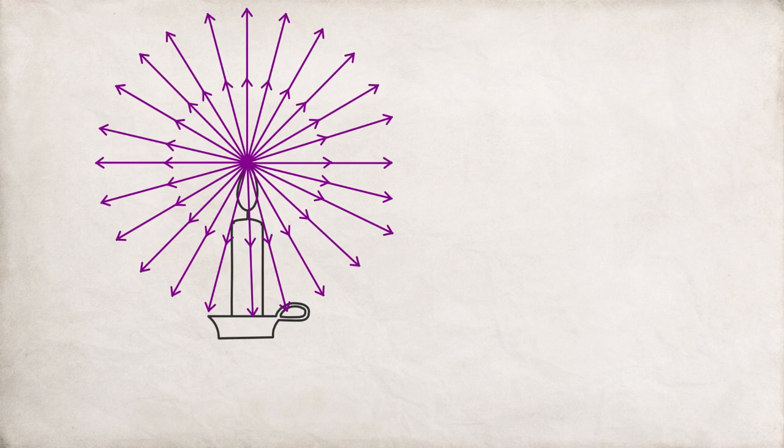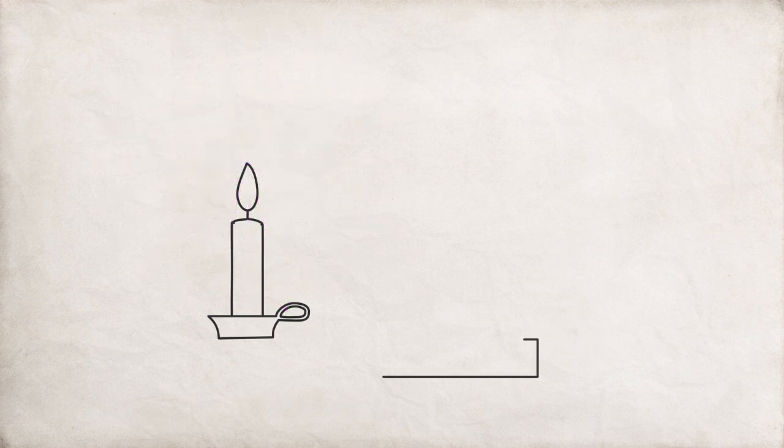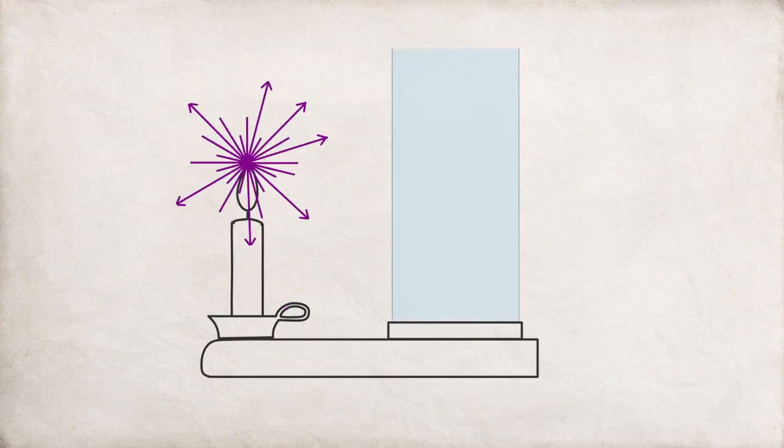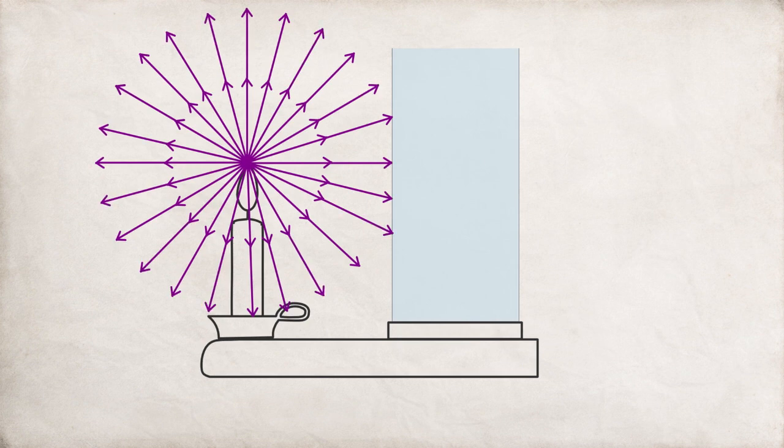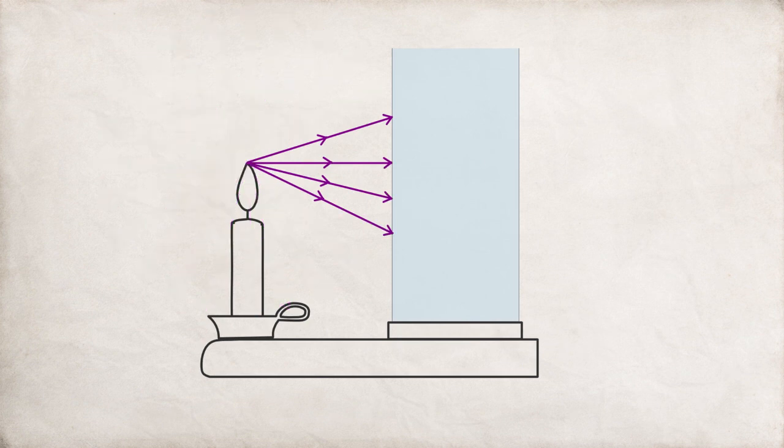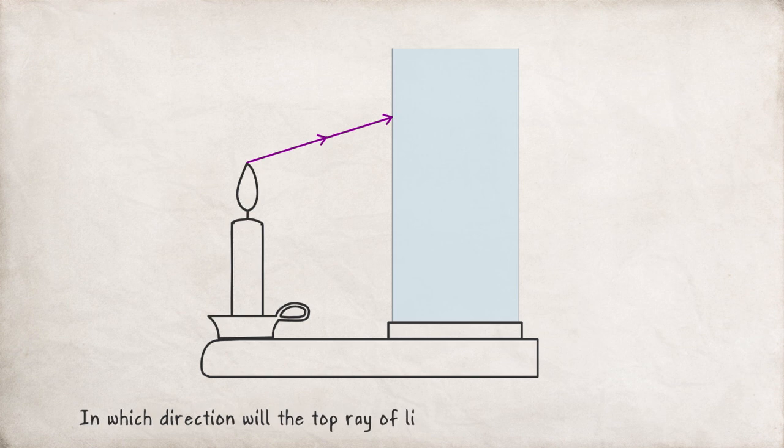Consider the light rays that leave a burning candle and spread in all directions. If this candle is next to a window, the rays will still spread in all directions, but the ones that pass through the glass will be refracted. Consider one of these light rays, which travels from the candle to the window at an angle of about 15 degrees above the horizontal. In which direction will it bend after it passes from the air into the glass?